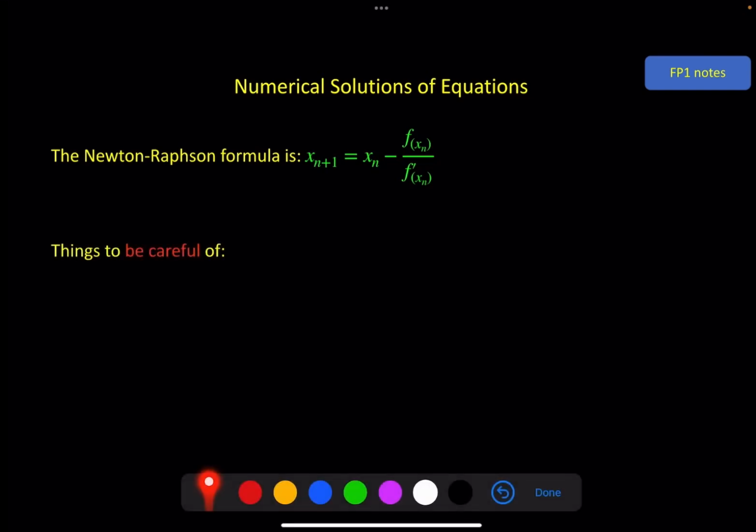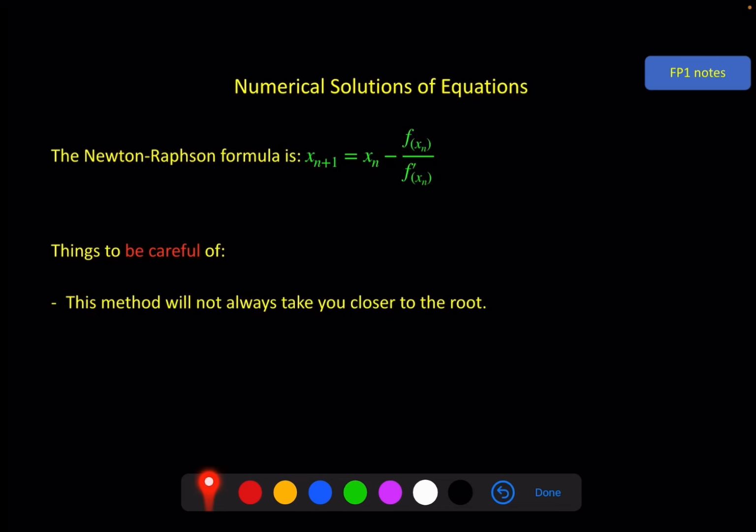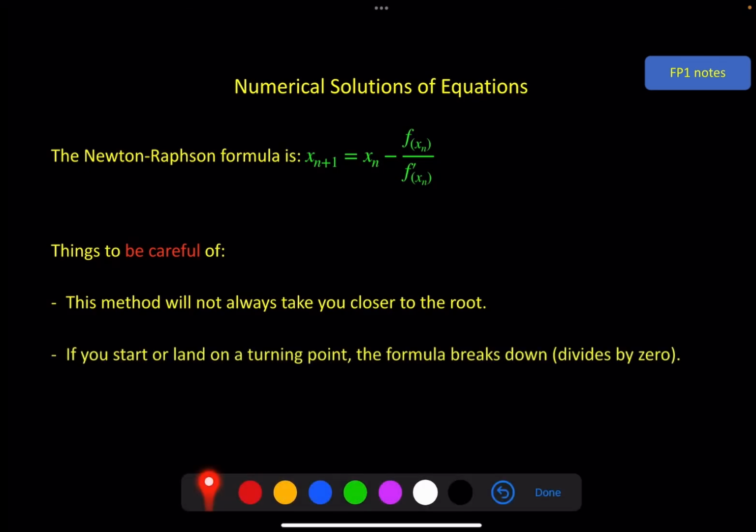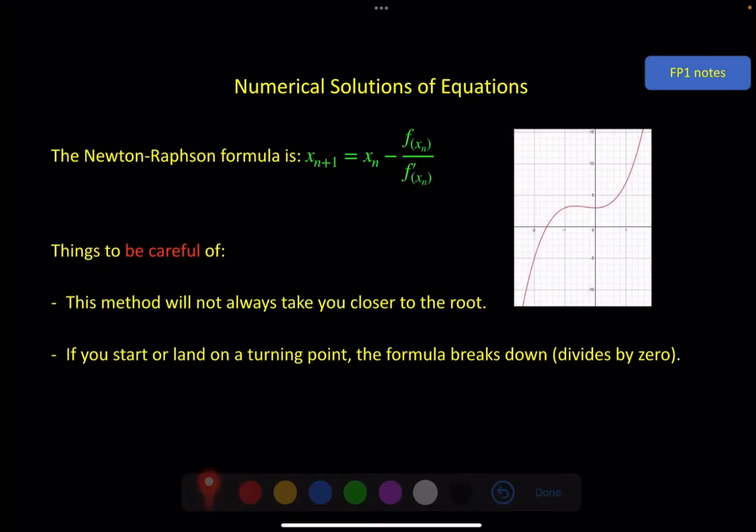However, there are some things to be careful of with this method, because although it can be, in some cases, much quicker than the other methods, it will not always take you closer to the root. Also, if you start or land on a turning point, then the formula breaks down completely, because you're trying to divide by 0. Quickly talk through these two things.